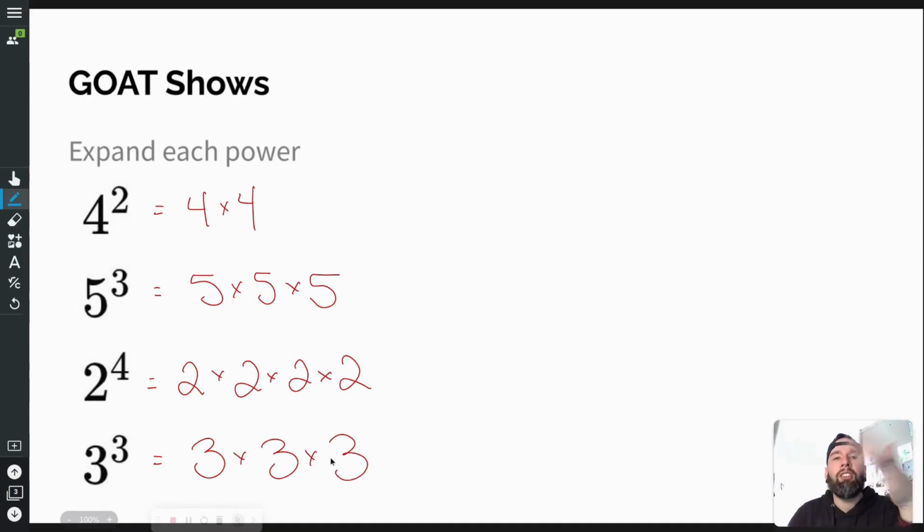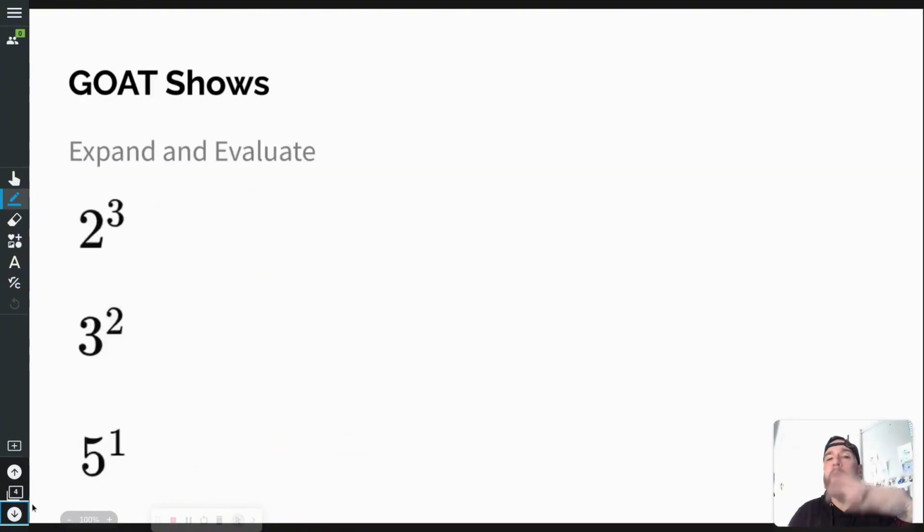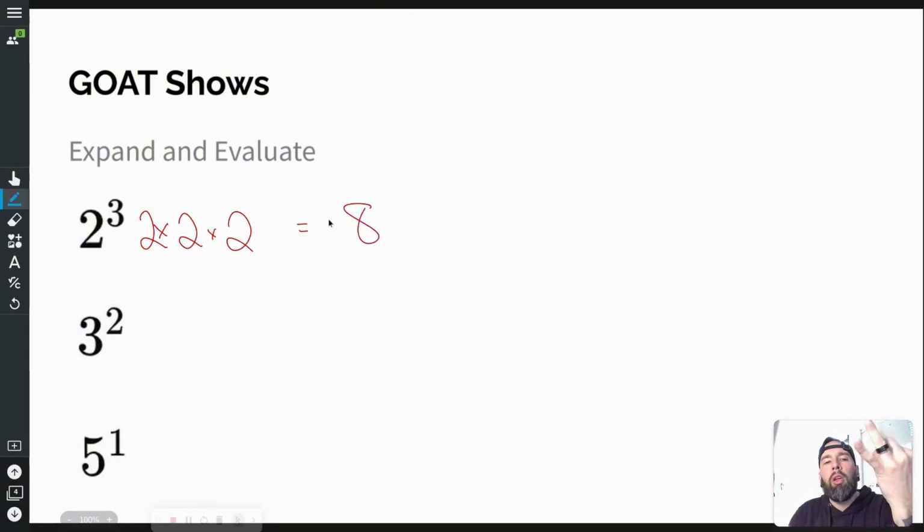All right? That's expanding. The only time this gets a little ugly is when you actually have to do a little bit of the math, but that's okay. I'll guide you through it. 2 to the 3rd power. How do we expand that? 2 times 2 times 2. 2 times 2 is 4, and 4 times 2 is 8. So 2 to the 3rd power is 8.